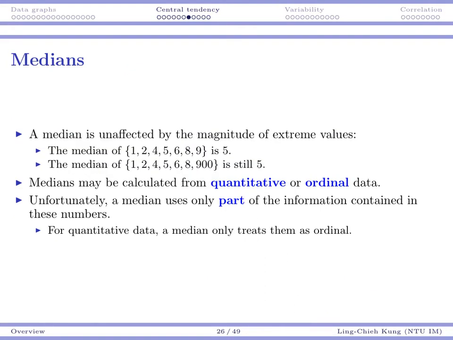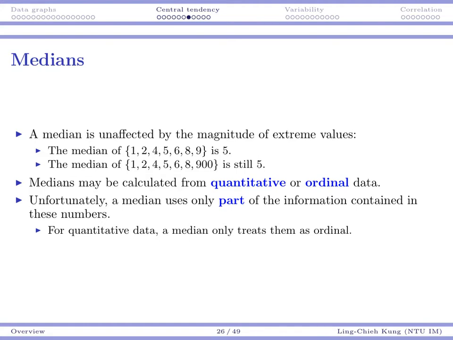One property of median is that it is not affected by the magnitude of extreme values, like here. In this data the median is 5. But even if 9 becomes 900, the median is still 5 because we only care about orders. So that's why medians can not only be applied to quantitative data, they may also be applied to ordinal data. So it is more applicable. But the bad thing also happens here. The median only uses part of the information. Here you have 7 numbers. They have their values, but you only care about their ranks, their orders. So you are not caring about their values at all. And sometimes that may be a bad idea.